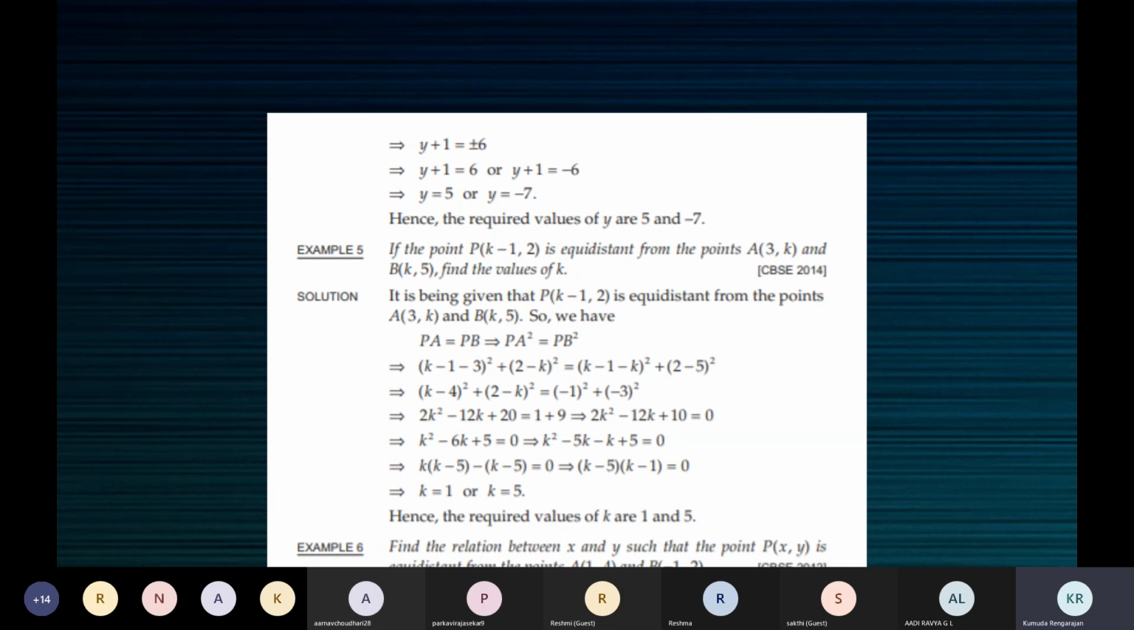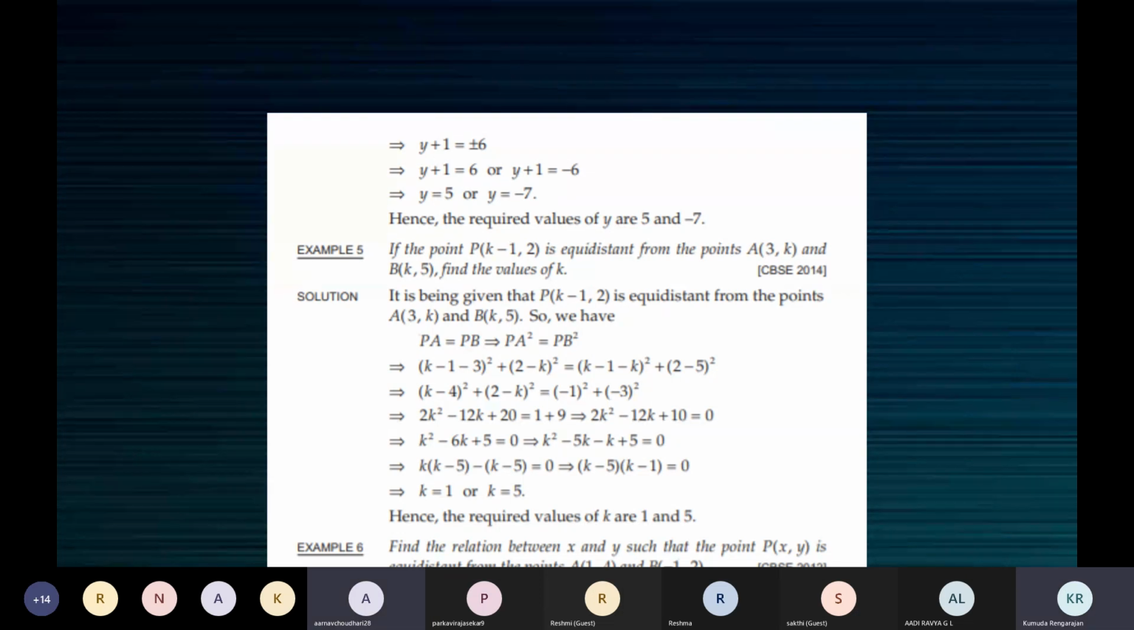Any doubts, children? No, ma'am. Ma'am, how did K minus 1 minus 3 the whole square come? Can you please repeat? Yes, Arna, what's your doubt? Ma'am, how did K minus 1 minus 3 the whole square come? Can you please repeat?